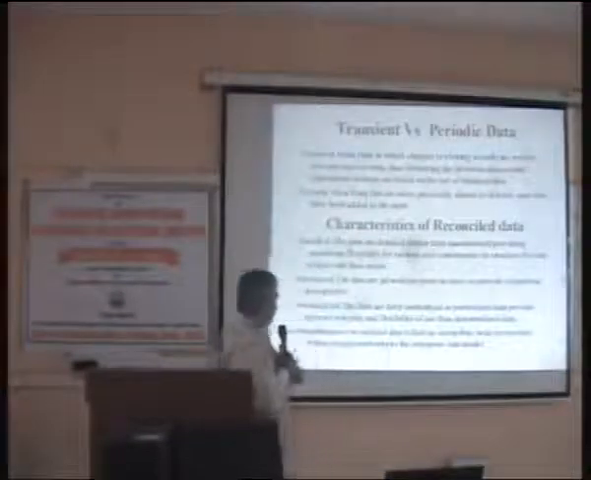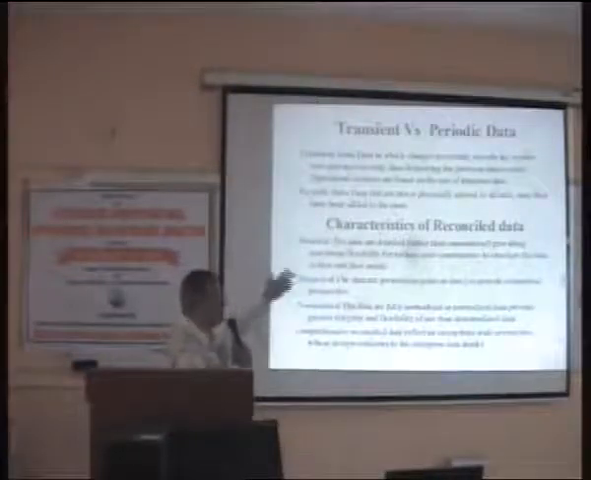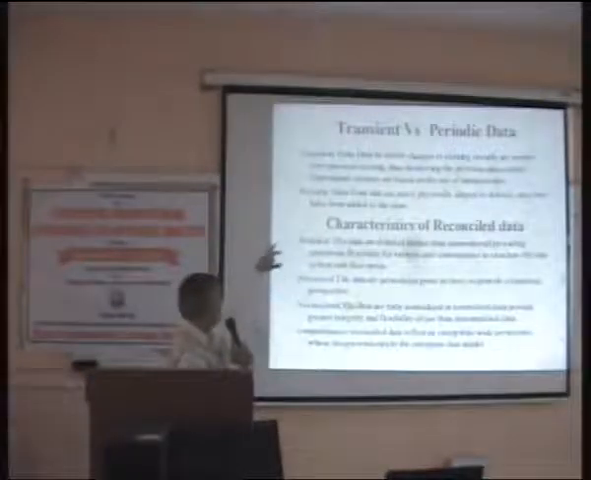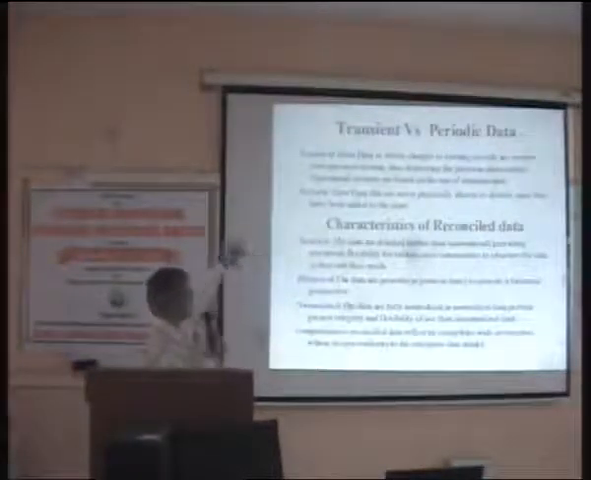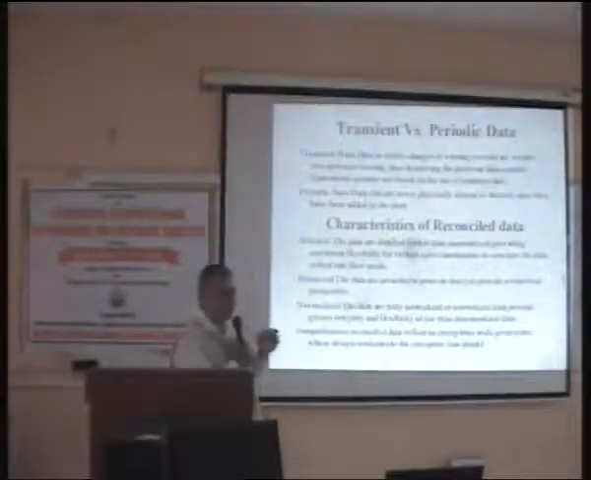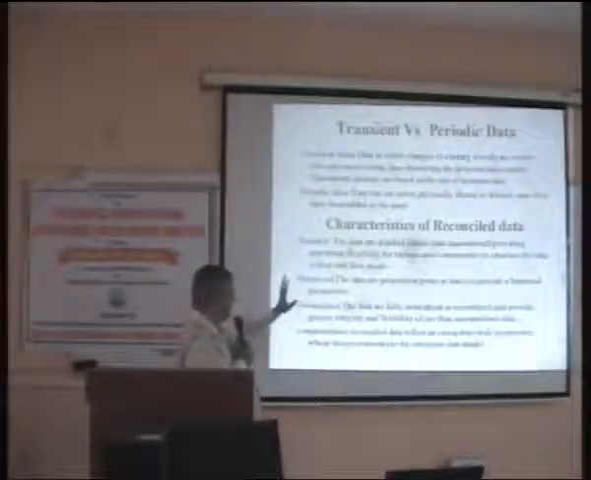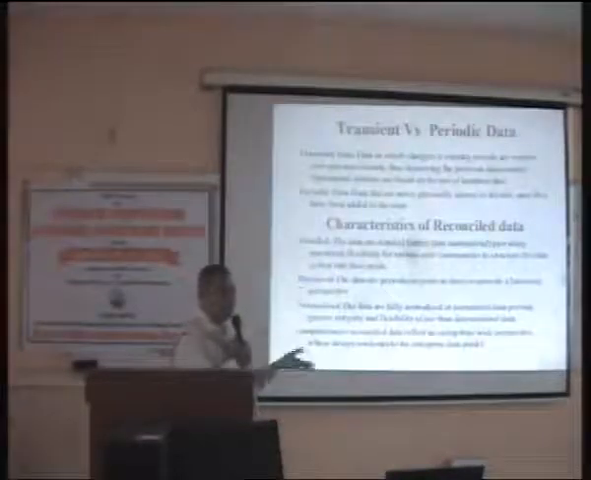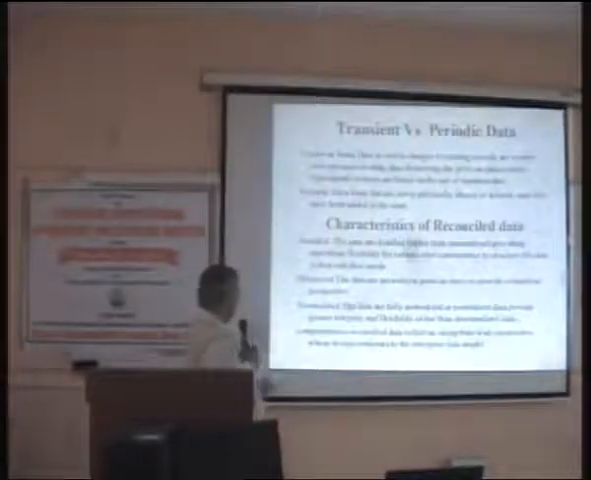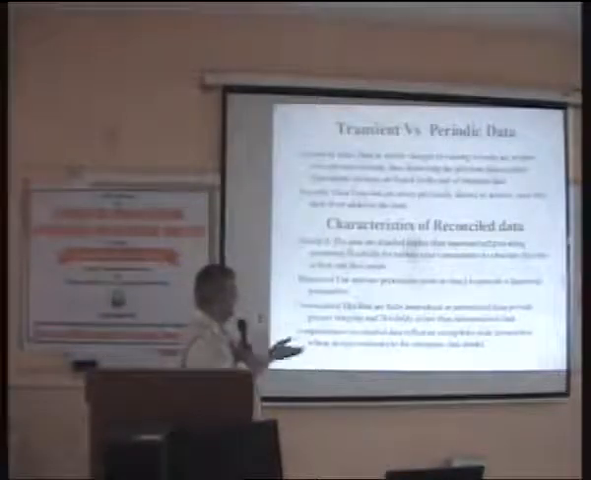So data is basically transient versus periodic. Transient data is data in which you make changes to the existing records. You can overwrite them, so the records are written over the previous ones, destroying the previous ones. Basically, operational systems have this type of data. Whereas periodic data is data which is never altered or deleted once it is added to the database. So the data warehouse has periodic data. The data warehouse is updated periodically. Then data may be detailed rather than summarized, so that you have maximum flexibility to use the data.